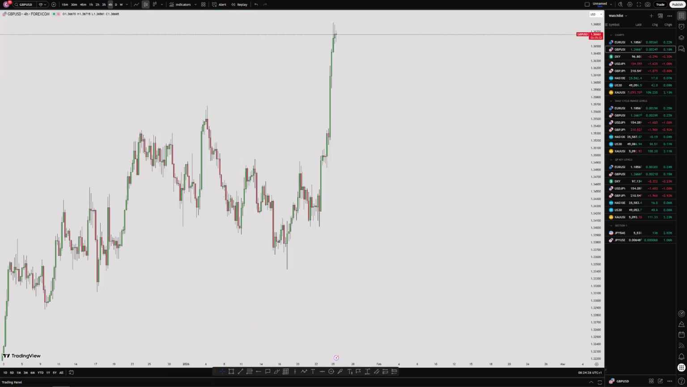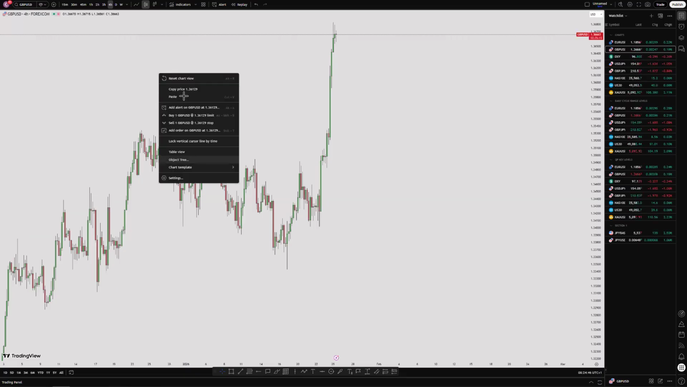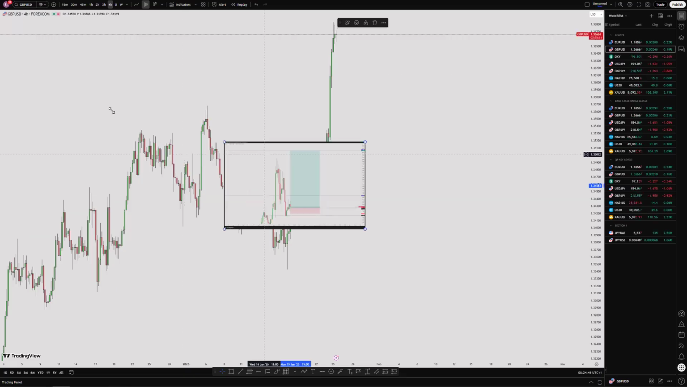For myself, I took a trade also. I even shared it on my Twitter page on GBP USD. Let me look for that trade. Good, this was it. Yeah, this was the trade. So this was my own trade for GBP USD.